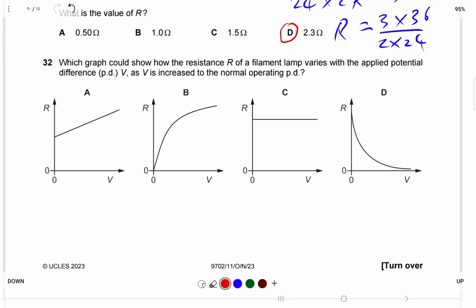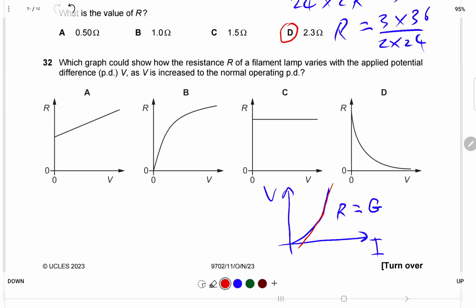Which graph could show how the resistance R of a filament lamp varies with the applied potential difference PD as V increases to the normal operating PD? First of all, we know that resistance increases with temperature. So that's the main graph for filament, voltage and current here. You see here, the gradient is the resistance equal gradient. And the gradient here is very clear, it's increasing. So resistance increases with temperature.